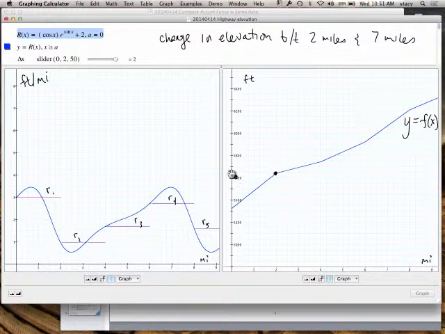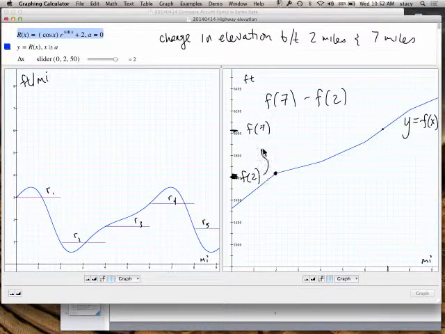So at 2 miles, F of 2 is, so that's this, somewhere around here. So F of 2, that's the accumulated elevation at 2 miles. So at 7 miles, it's somewhere over here. So right here, abouts, would be F of 7. That's the accumulated elevation once you've traveled 7 miles from the coastline. So then the change in elevation would be F of 7 minus F of 2, right? That difference between these two, so this distance here is the change in elevation, okay? So that's one way to represent the change in elevation, okay?